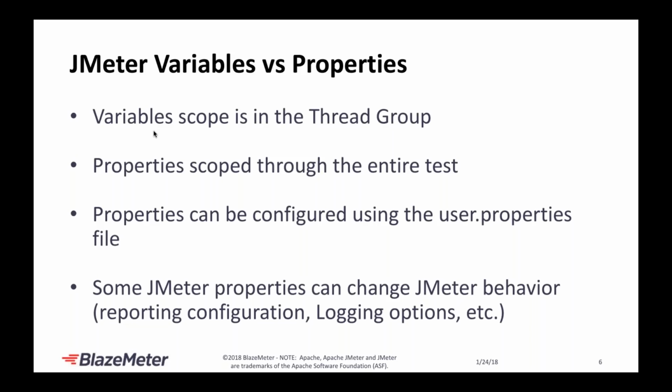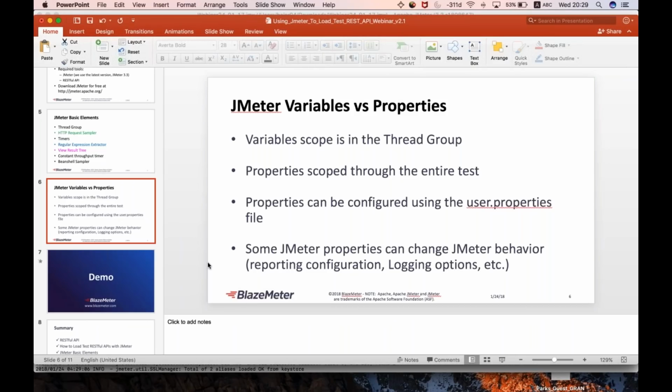user.properties file. This file can be found in your JMeter folder inside the bin folder, and you can enter whatever property you want over there, and it will be available with every test that you run within your JMeter. That's another big advantage. Some JMeter properties can change JMeter behavior, for example reporting configuration, logging, what to log, what not to log. I really suggest you read about JMeter properties more thoroughly on the JMeter website and in BlazeMeter blogs. We have great blogs about it.